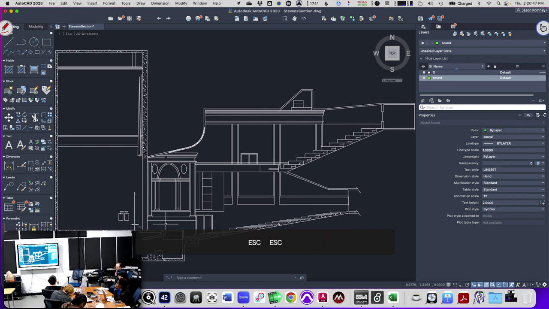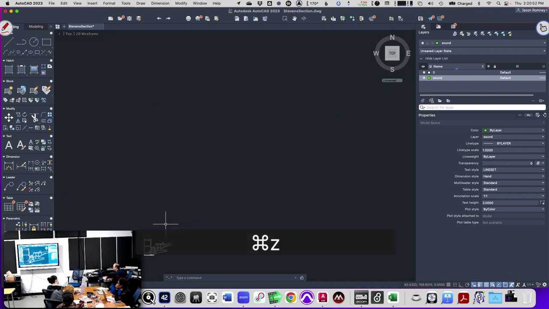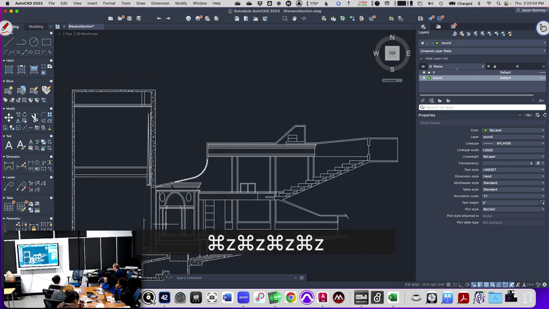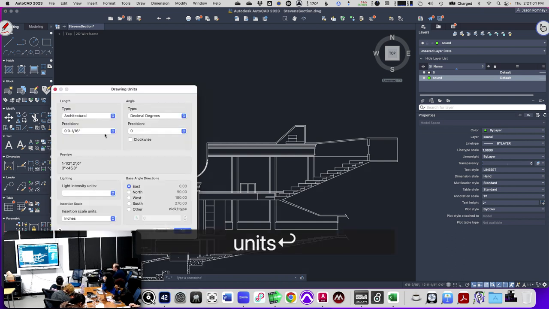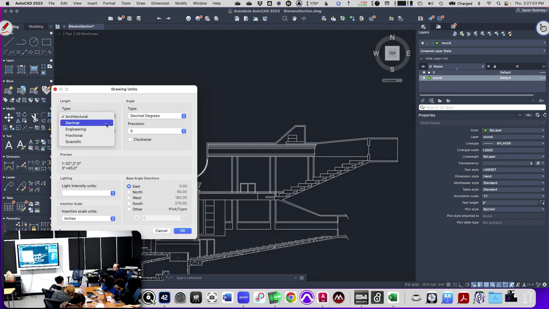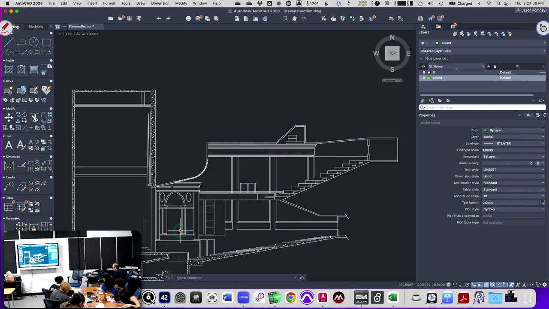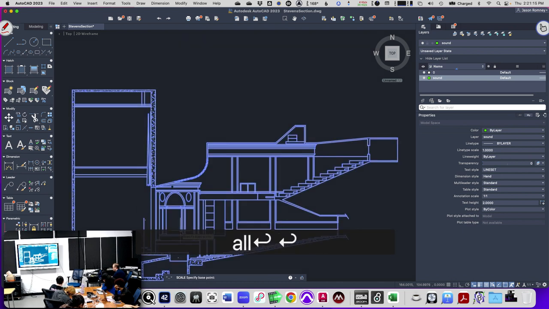Question: can you walk through that scaling again? Because I always mess up my scaling, and I would love to have that written down step for step. Okay, so the first thing you're going to do is units, and you want to change the type to decimal. And then you're going to scale. Scale, enter. Select objects, all, enter, enter. Specify the base point, which doesn't really matter. I usually just type 0, 0.